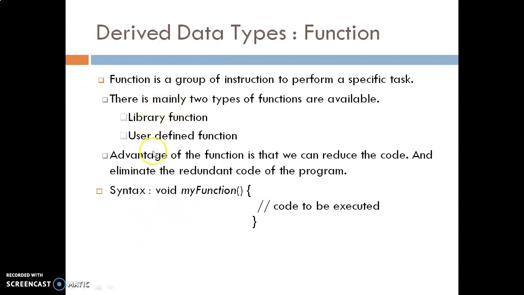Then the other data type is derived data type. Function is one of the examples of derived data types. You all are aware of function. You have learned about function in C also. A function is a group of instructions to perform a specific task. There are two categories, library function and user defined function. An example of a library function is the main function. By getting that particular word, the compiler starts executing, and that is the category of library function.